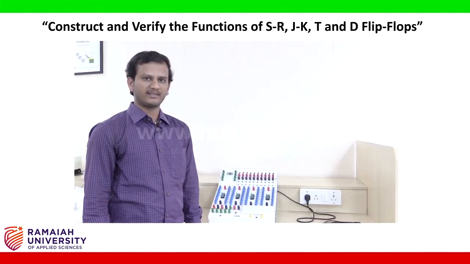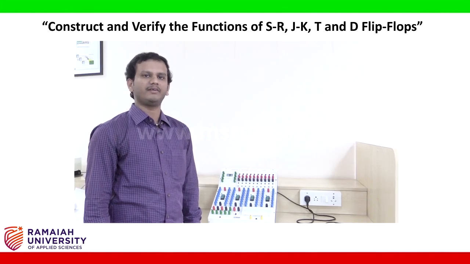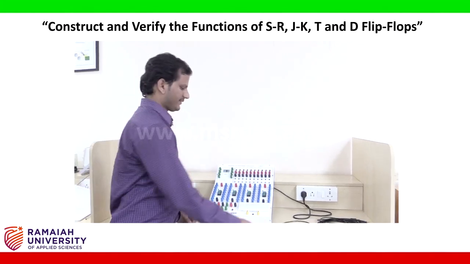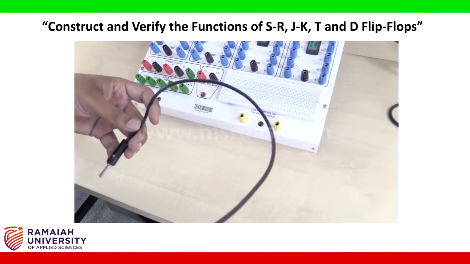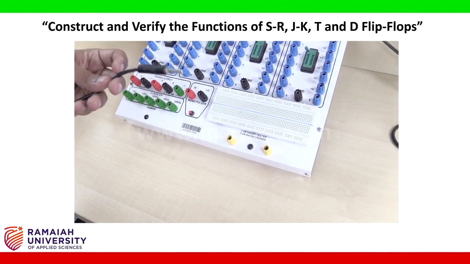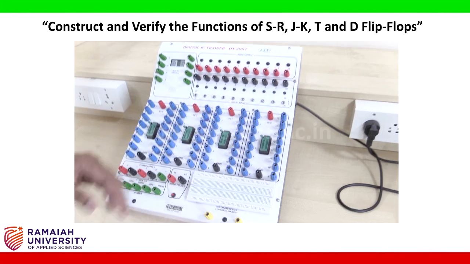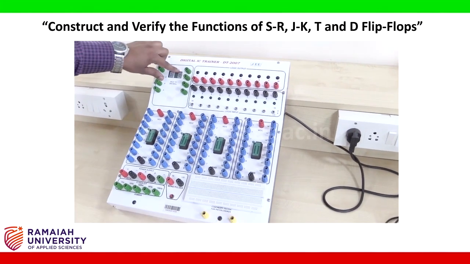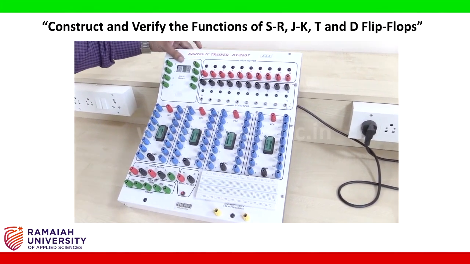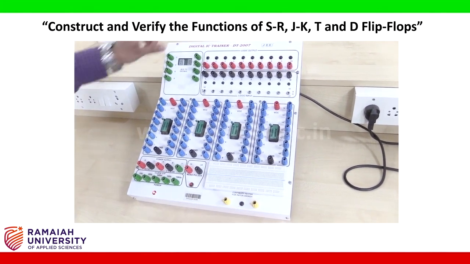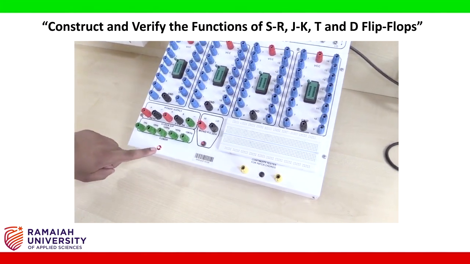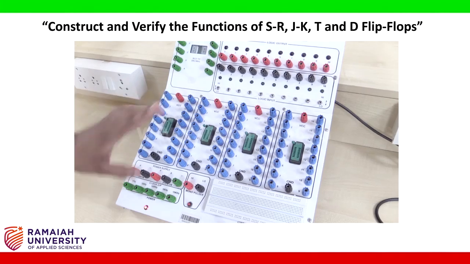Before connecting the logic diagram, let us check the conductivity of the patch cords. This is the patch cord, so we need to check its conductivity. For that we need to turn on the power supply to the digital IC trainer kit. You can turn it on by turning on the switch at the back side. The LED bulb is on, this indicates the digital IC trainer kit is on.